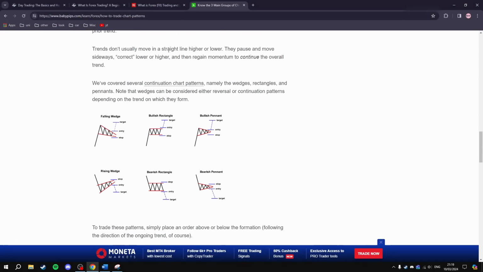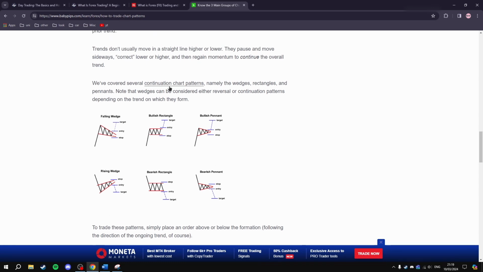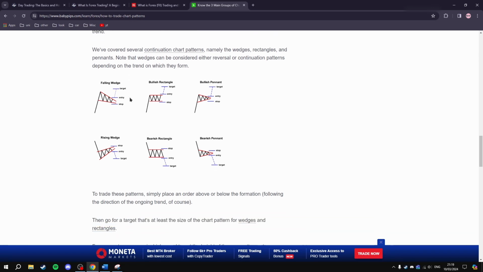Trends don't usually move in a straight line higher or lower. They pause and move sideways, correct lower or higher, and then regain momentum to continue the overall trend. We've covered several continuation chart patterns, namely the wedges, rectangles, and pennants. Note that wedges can be considered either reversal or continuation patterns depending on the trend in which they form.